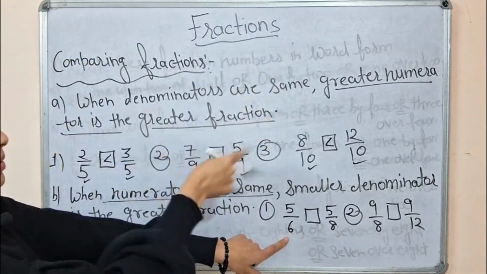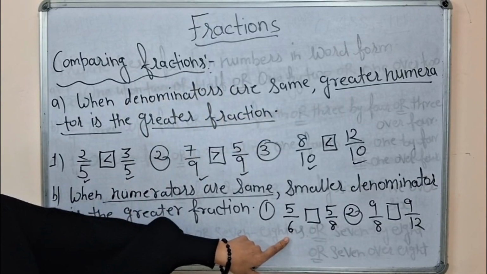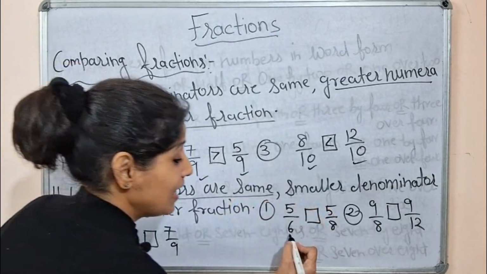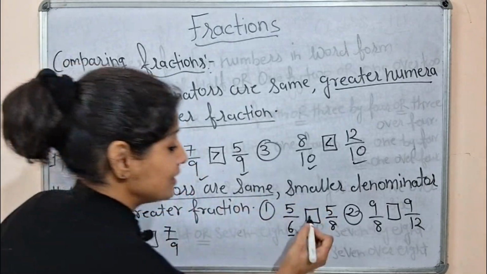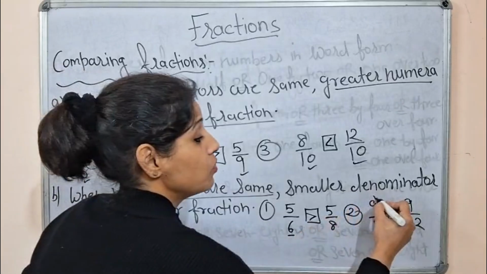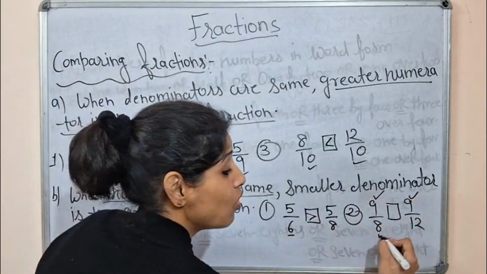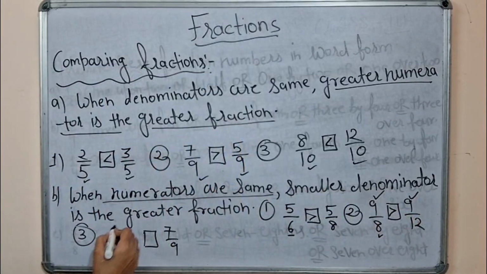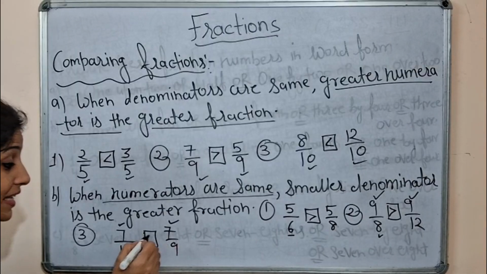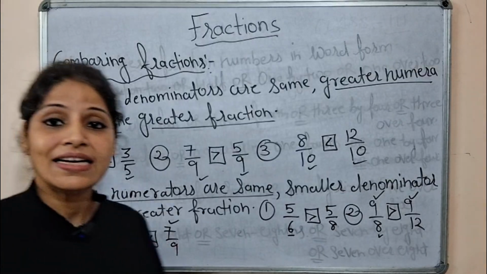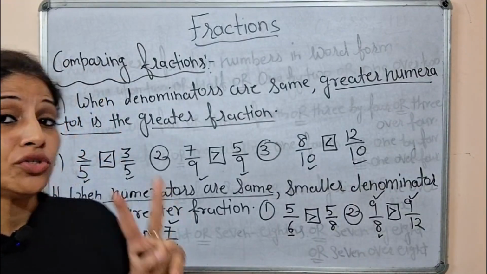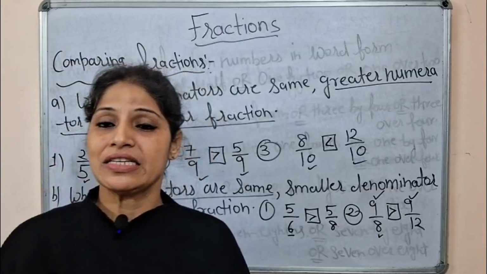And in the previous one, what was it? Greater numerator was the greater fraction. But now it's opposite. So, when numerators are same, smaller denominator is the greater fraction. See the third part. When numerators are same, smaller denominator is the greater fraction. So what I did, I didn't do anything new or difficult. I have only taught you two rules. You only need to remember these two rules.